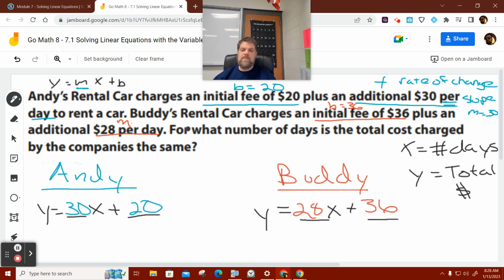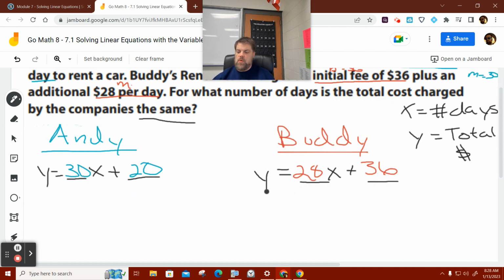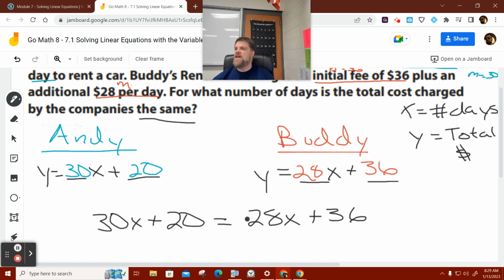So the question is, what number of days is the total cost charged for the companies the same? Well, now this is interesting. I don't know what that value is, but the y value is the total cost. And since Andy is set equal to y, what I'm looking for is when does the expression 30x plus 20, that represents the total cost, equal the total cost of Buddy's, which is 28x plus 36. That's what I'm looking for. What value of x does that?